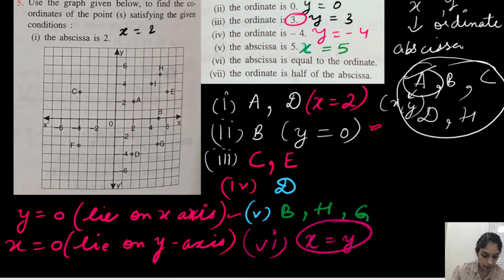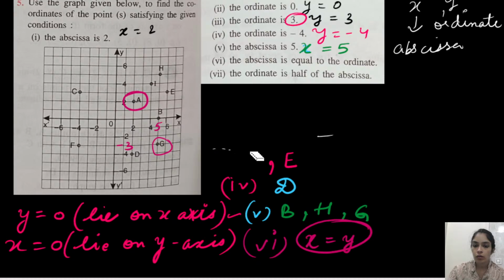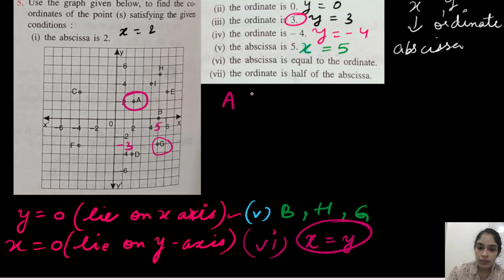F and G. So G is this one. For G, see here this is 5 and this one is -3. So G is not the point where they are equal. You can see A. If you find the coordinates of A, I am just going to clear everything now. If you see A, you can write its value. For A, both sides, it is 2, 2.